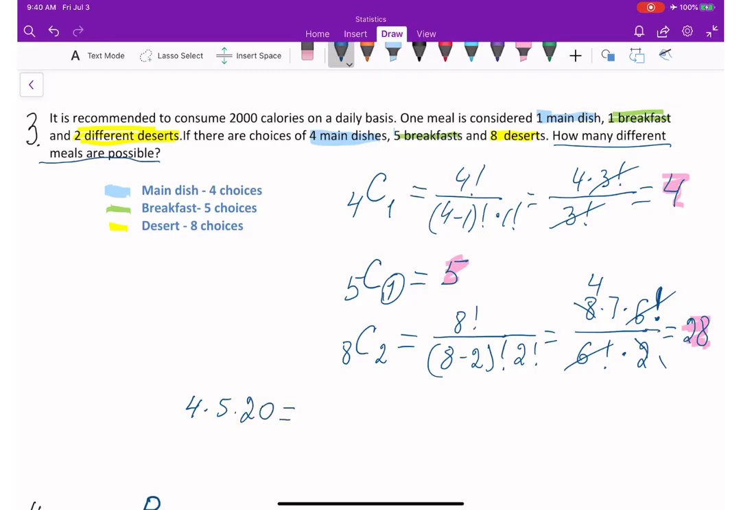So 28 times, oops, hold on, I was thinking 4 times 5 is 20, so I put 20. So 28 times 20, it's going to be 56, and I'm adding 0 next to it. 560 total meals you can make, you can choose out of this suggested meal, dish, breakfast, and dessert. Okay, moving to next question.